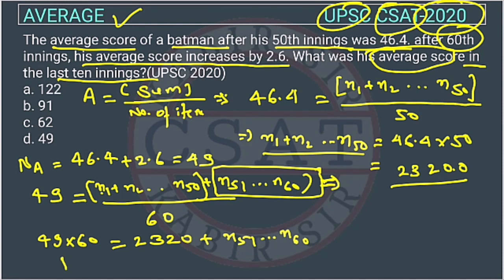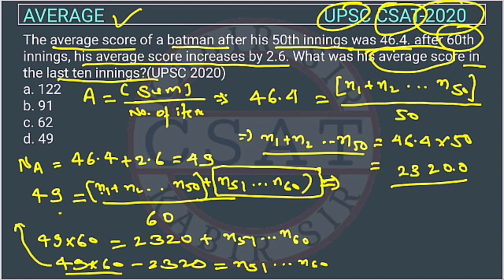Now we have to calculate, we will bring this here. So this will be 49 into 60 minus 2320. So you can multiply this. So this will be how much? N51 till N60, so you have to multiply this thing. So this will be how much?